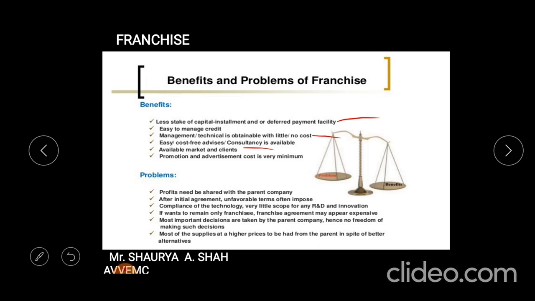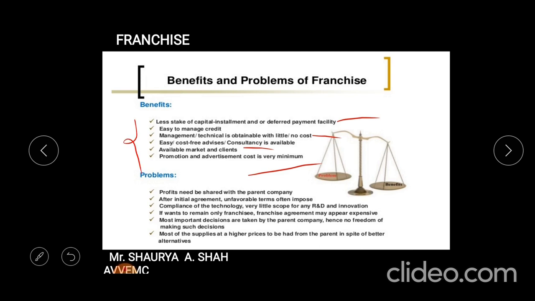Just take an example. Today if we start an outlet with the name of McDonald's or with the name of Amul, right? So already the customers in the market know about our brand, so that we can gain more benefit from it. Again, the last is that your promotion and advertisement cost is very minimum, because everything is done by the company, the franchisor itself. There is a brand name which is already going on, so you do not need to do much promotion and advertisement. So I suppose every student is clear with the 6 benefits of it.